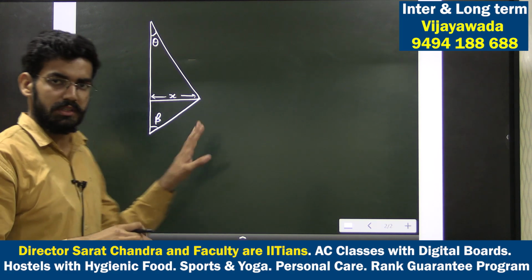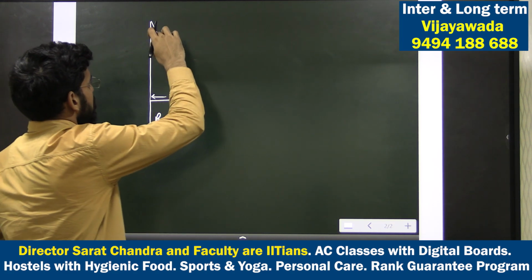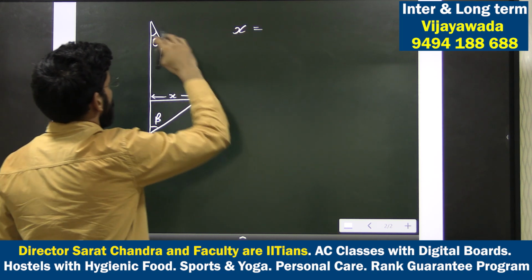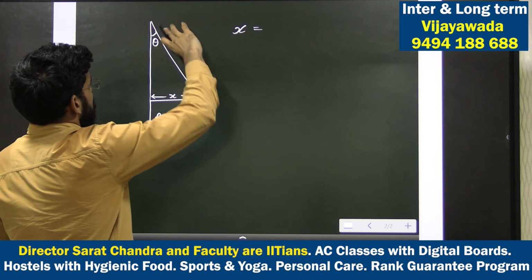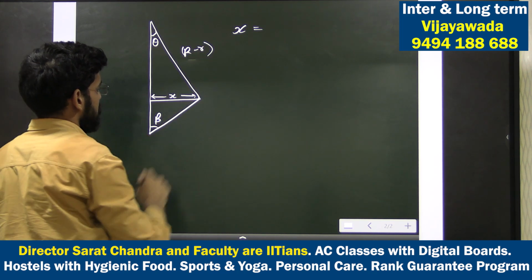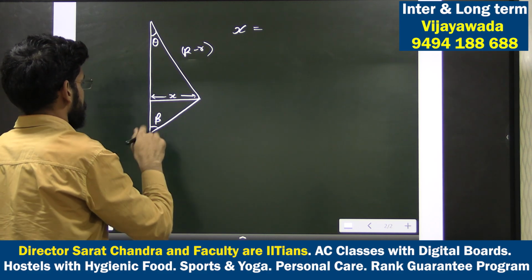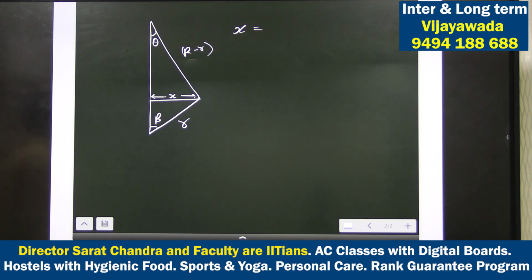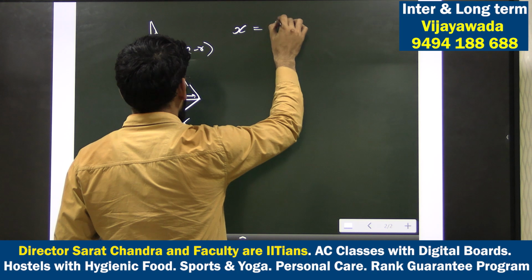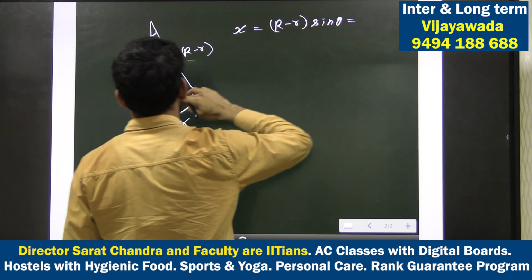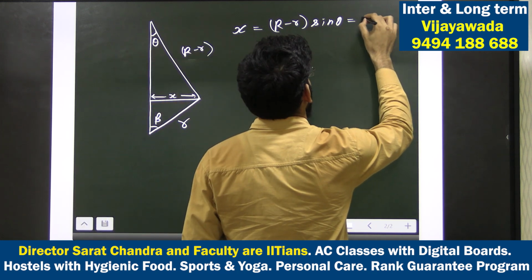Now here, why I am doing this, you will understand slowly. If I find the relation here, this is the common side, so x I can write as what? I can say this is capital R minus small r, from the center to here, this is small r, correct? So here you can say x equals (R minus r) into sine of theta is equal to r sine beta.